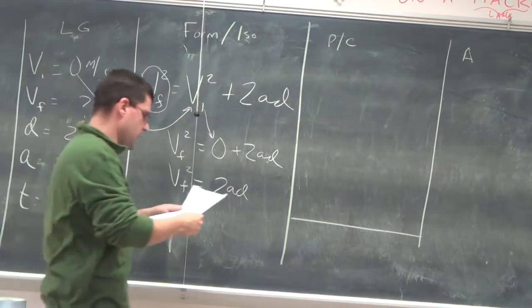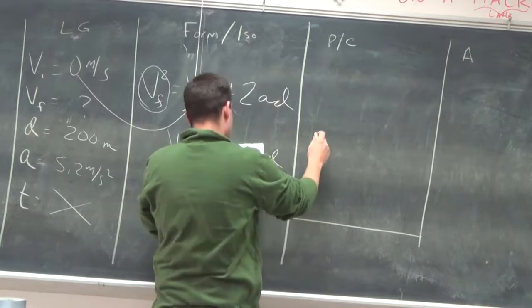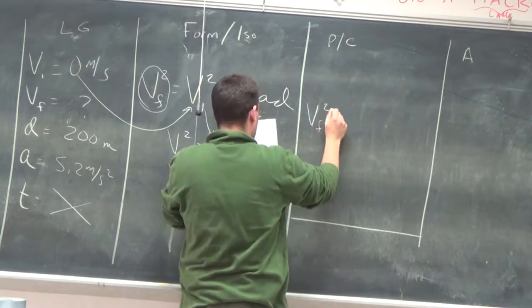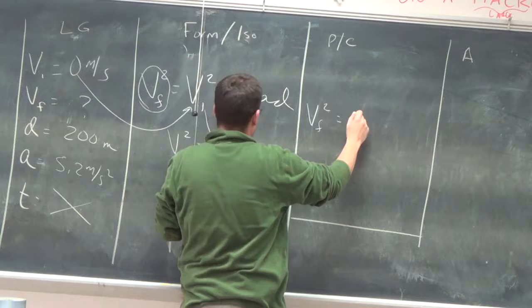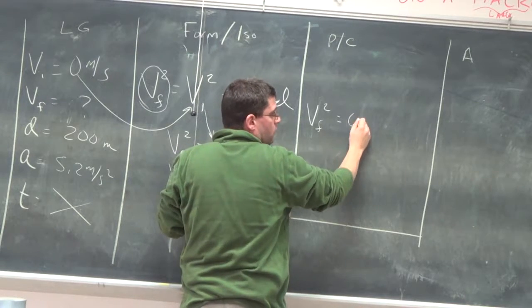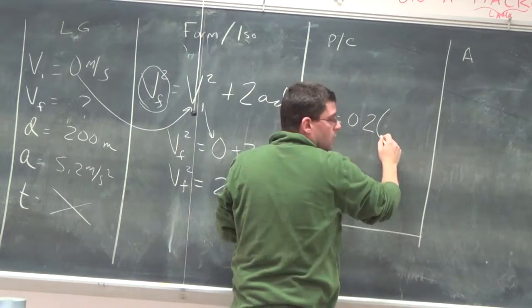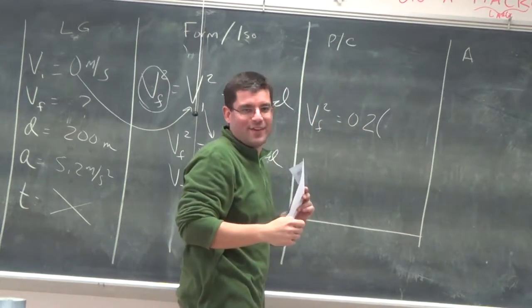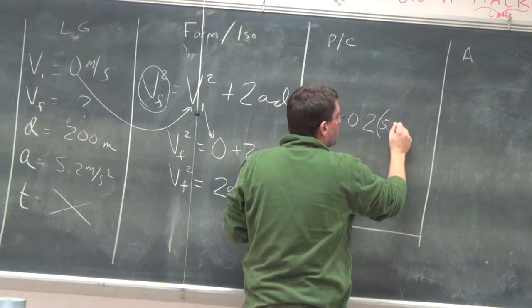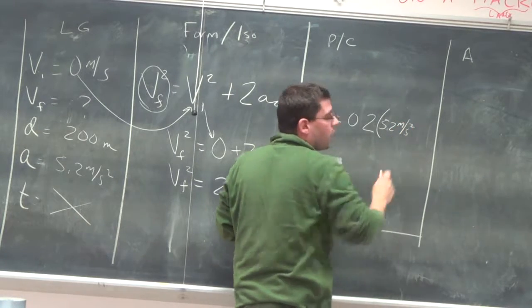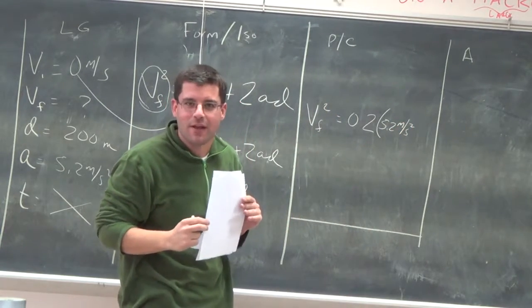So now over here, you plug it in, plug it in. How easy is this? So Vf squared equals 0 squared. This is 0. We have nothing there. What's 2ad? 2 times the acceleration. What's the unit for acceleration? 5.2 meters per second squared. Please put your units, everybody.